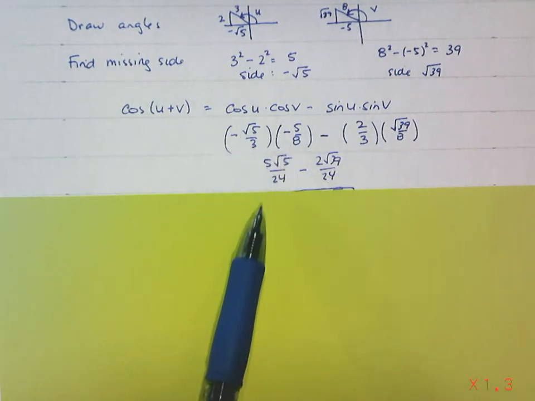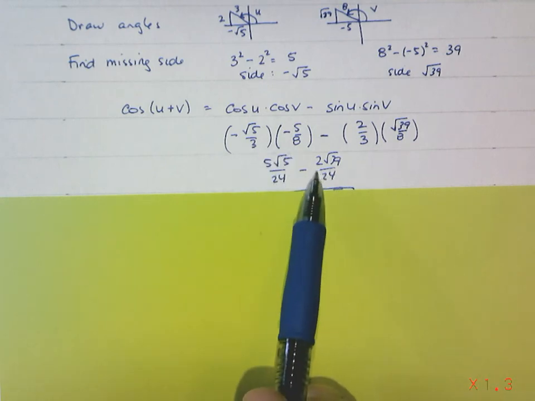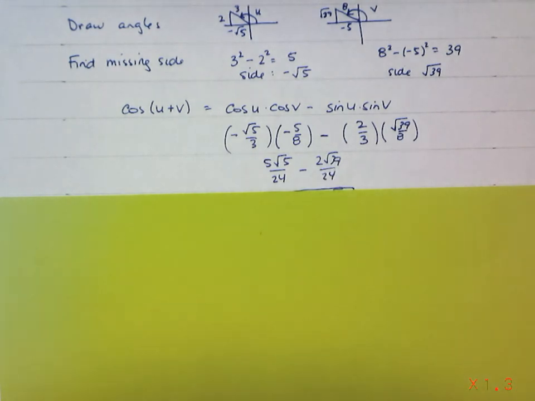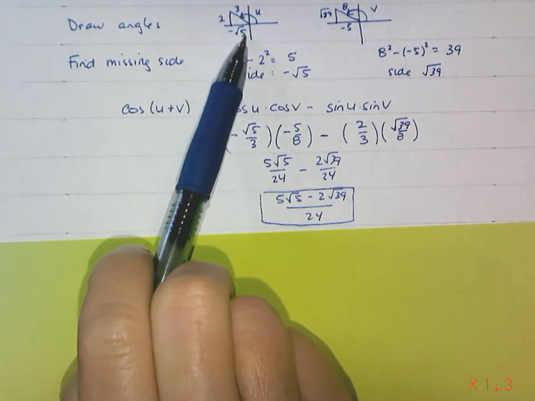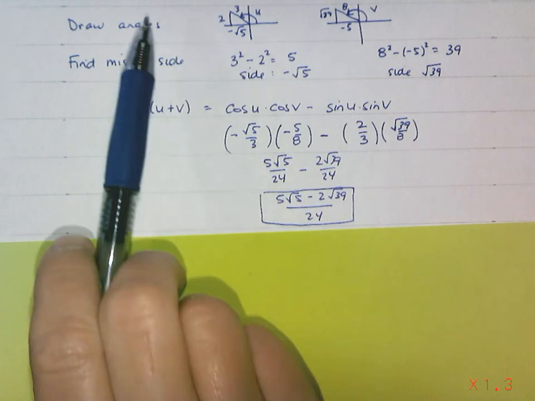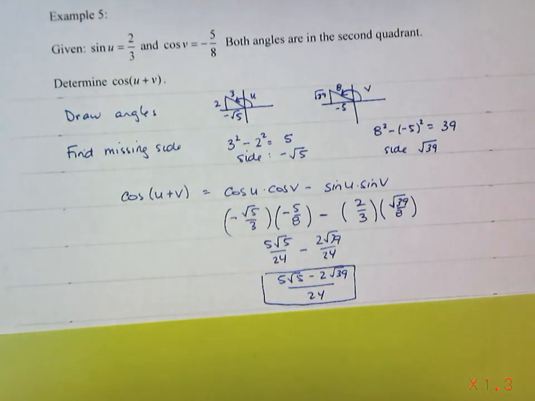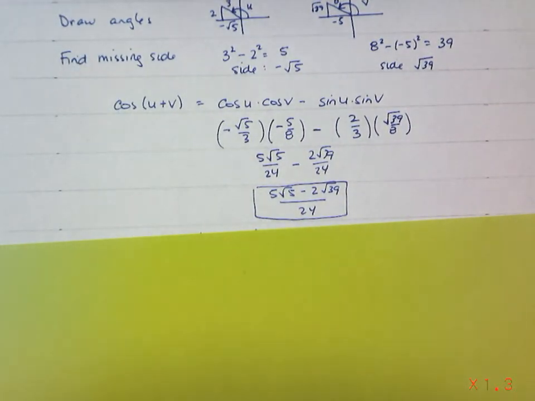So a negative times a negative is going to be positive, so I get 5 square root of 5 over 24. Minus 2 square root of 39 over 24. I can leave it like that. I'm just going to go ahead and write it as one fraction. And then to check this with a calculator, what I would do is calculate what u is, the angle. I would calculate the angle of v, and I would get the decimal approximation for cosine of u plus v. Then I would get the decimal approximation for this, and I would check to make sure they were right.